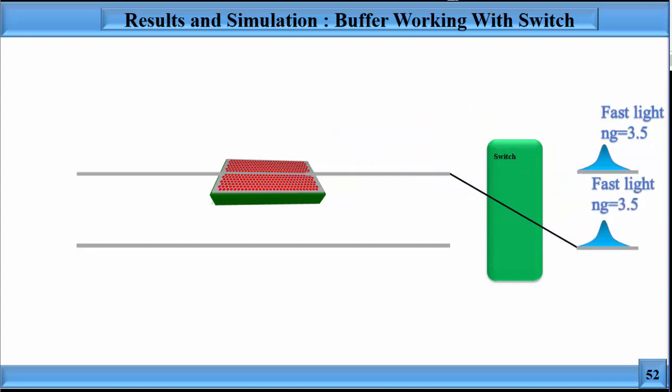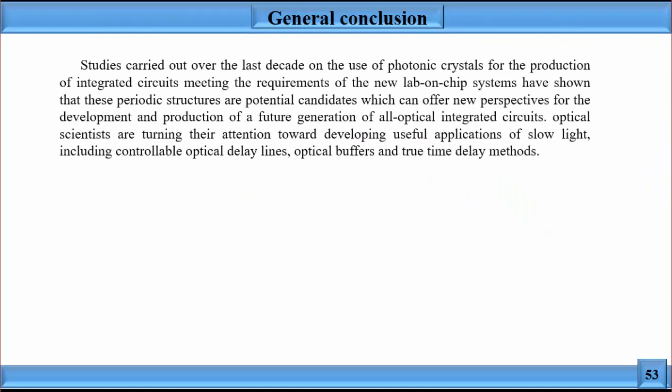Slide 53. General conclusion. Studies carried out over the last decade on the use of photonic crystals for the production of integrated circuits meeting the requirements of the new lab-on-chip systems have shown that these periodic structures are potential candidates which can offer new perspectives for the development and production of a future generation of all optical integrated circuits. Optical scientists are turning their attention toward developing useful applications of slow light, including controllable optical delay lines, optical buffers, and true time delay methods.